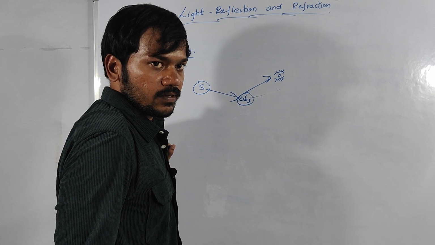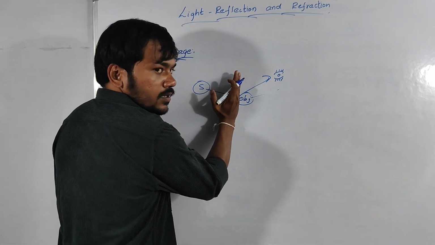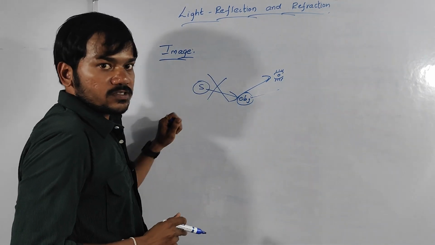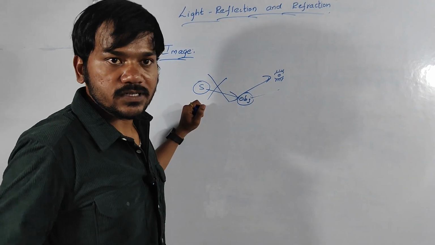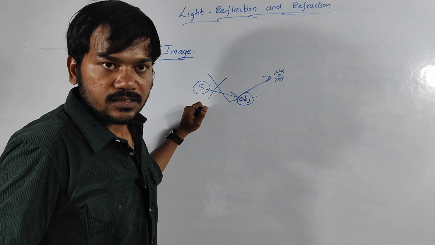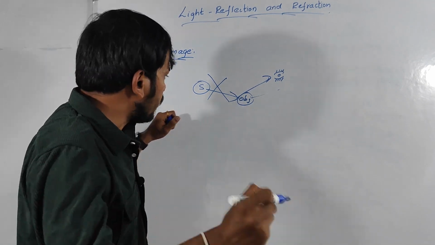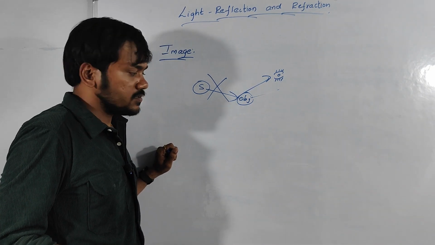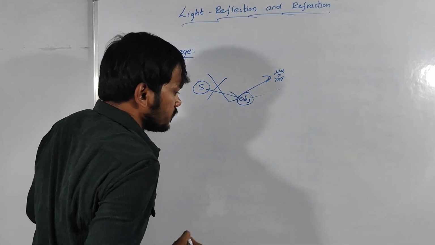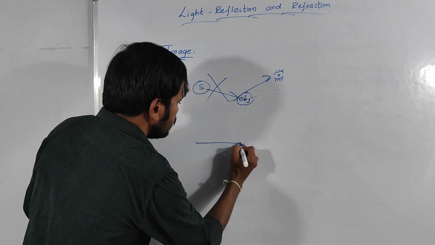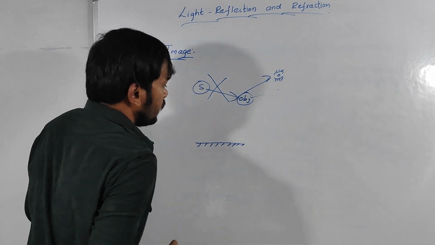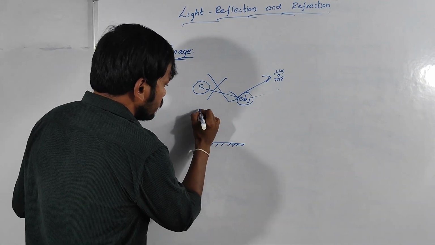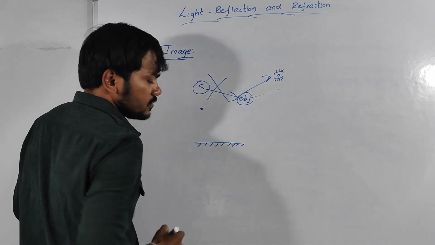But in order to study the image, every time we are not going to study about the source of light. We assume that there is a source of light always, and we assume it as any random source of light, as we discussed. So say for example, there is a plane mirror here and there is an object here. Let us consider this point.